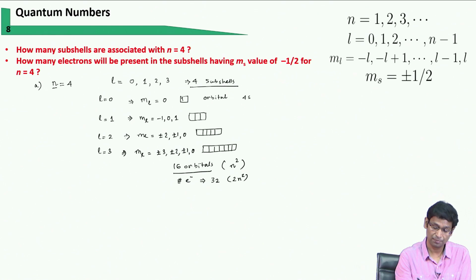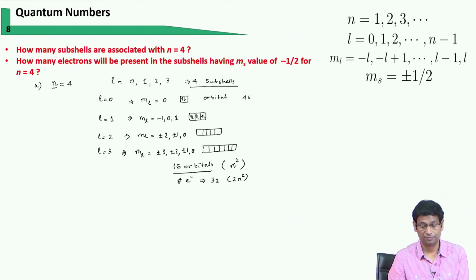So, how is that possible? Because each orbital can contain 2 electrons. Similarly, I can fill 14 electrons here, 10 electrons here. So, if I fill all the 16 orbitals, I can fill 32 electrons. Out of them, in each orbital, one electron has spin ms equals plus half, the other has ms equals minus half. One is alpha spin, another is beta spin, and that is happening in each orbital.